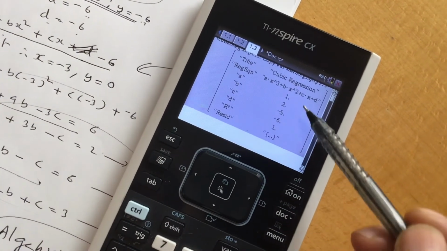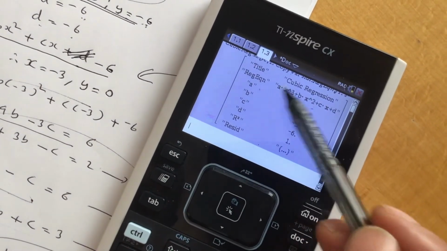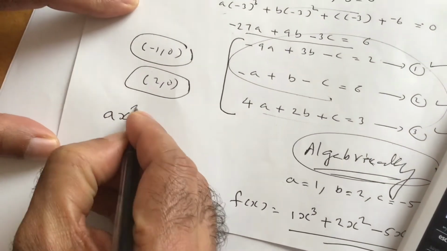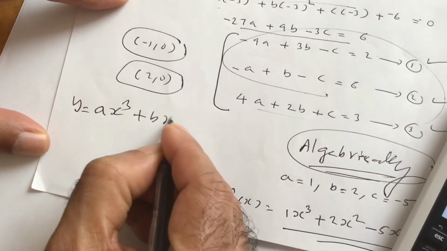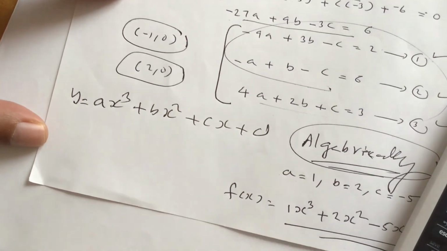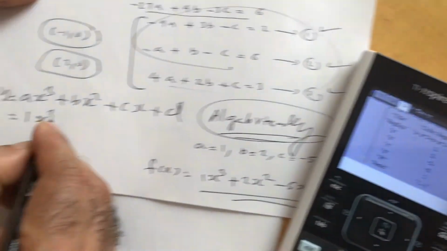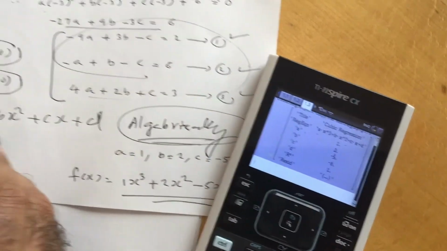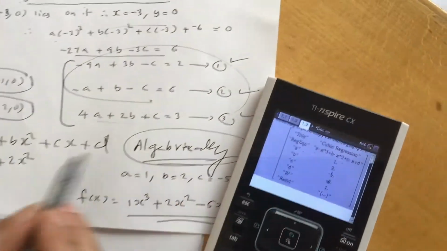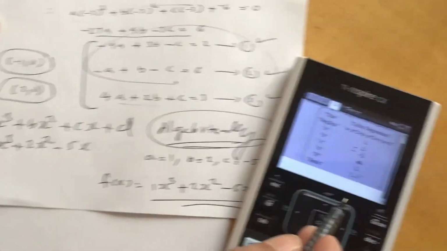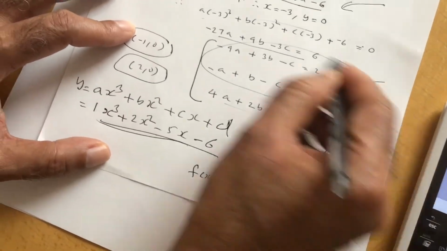Do you see these values being given there? A is 1. Your equation is supposed to be y is equal to ax cubed plus bx squared plus cx plus d. So I'm going to write that here. And look at the calculator for these a, b, c values. They say a is 1, so I make it 1x cubed. They say b is 2, so plus 2x squared. Then they say c is -5, so -5x. And then they say d is -6. That's my answer, the same thing I had when I did the equations.